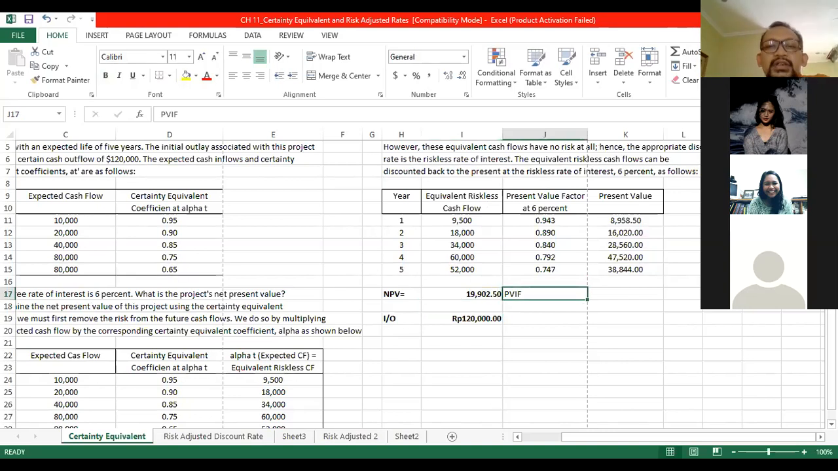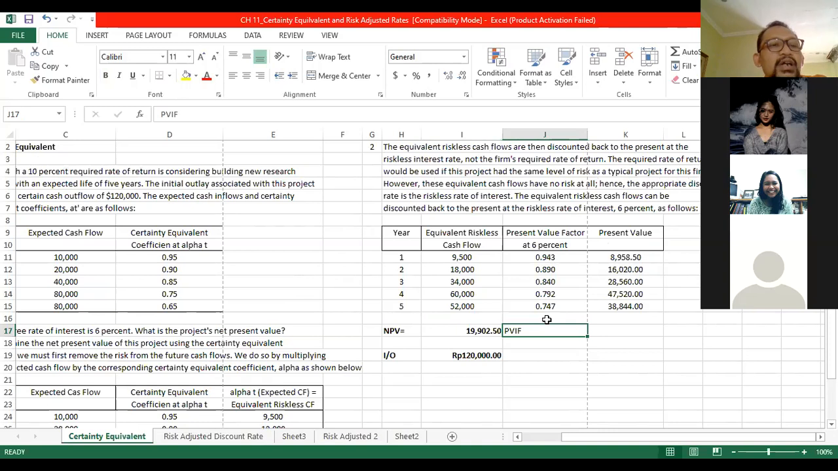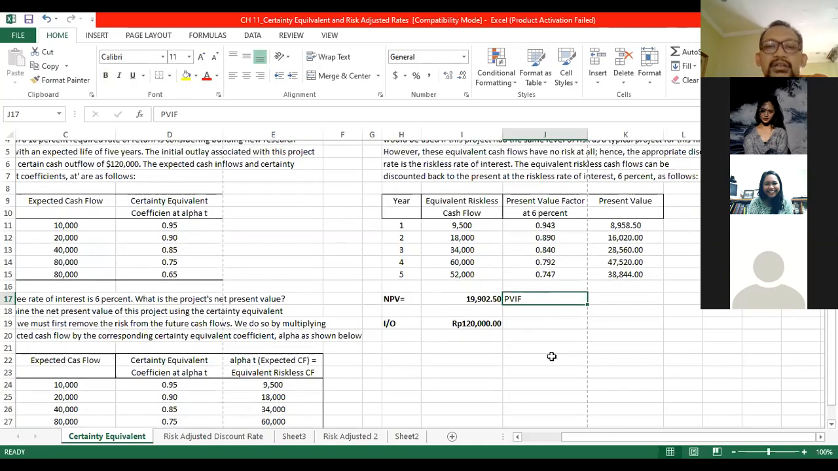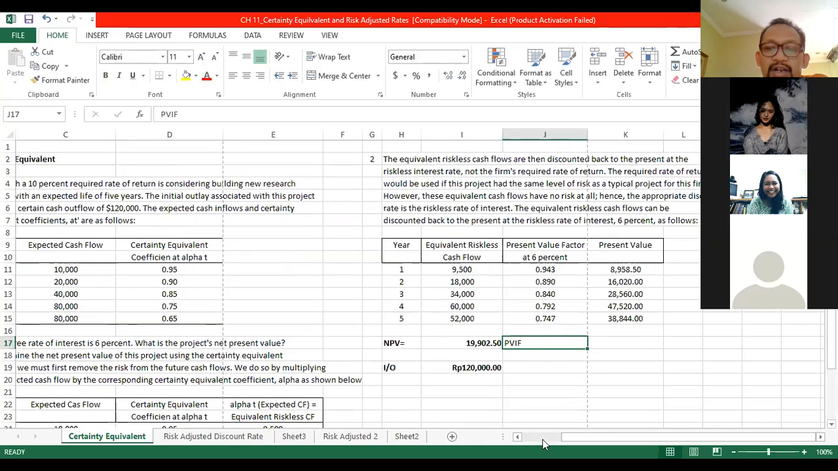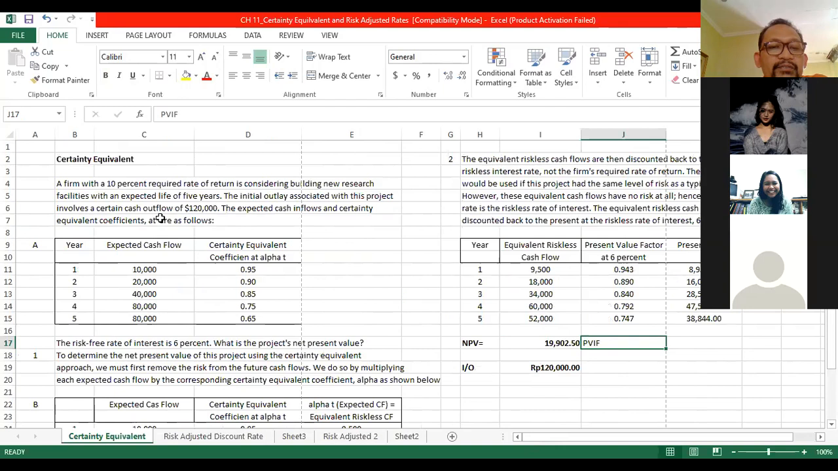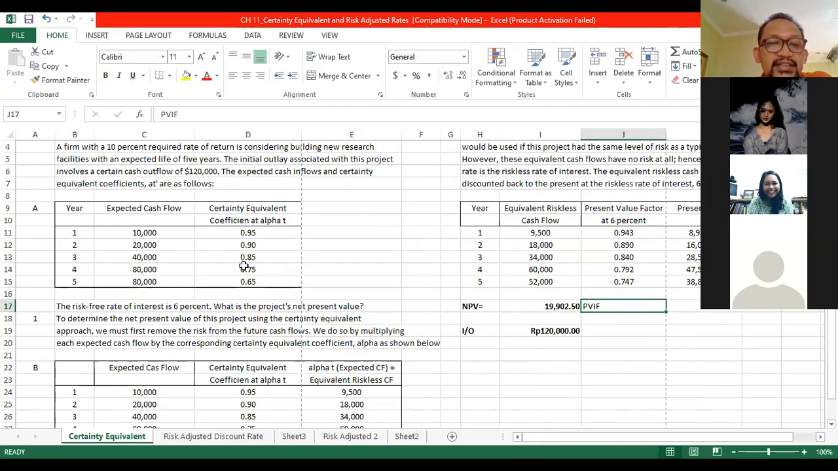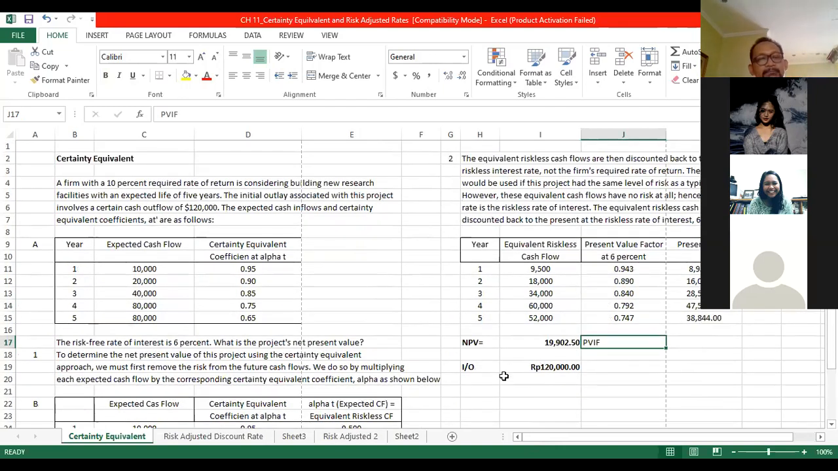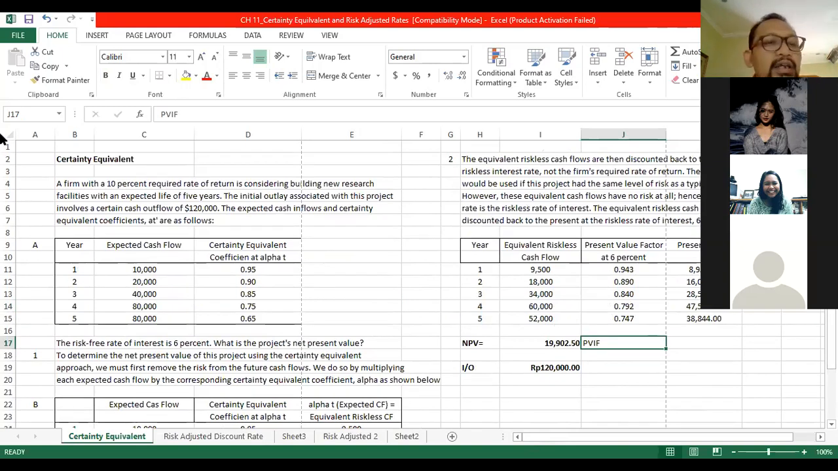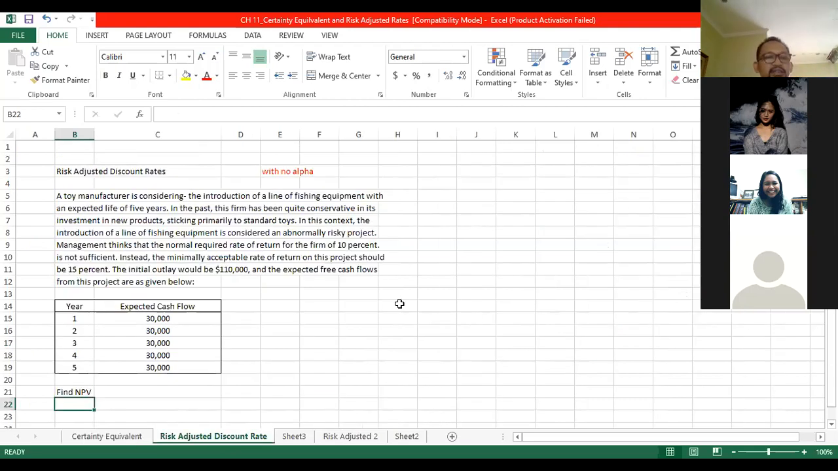This is actually how to calculate the certainty equivalent. The difference from the risk adjusted method is only in here. You have this coefficient, and in the risk adjusted method, you don't have any coefficient. This one is an example of the risk adjusted.